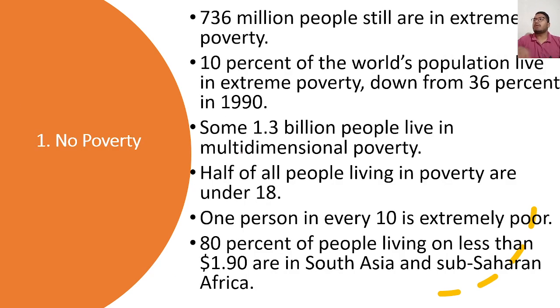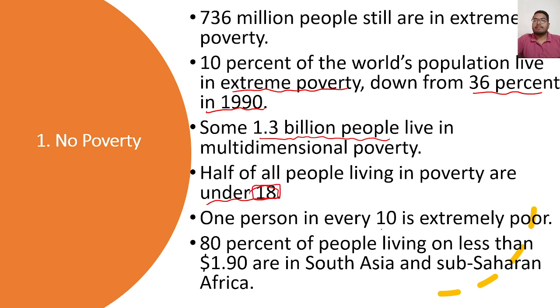The first one is no poverty. 736 million people are still in extreme poverty. 10% of the world's population live in extreme poverty, down from 36% in 1990. Some 1.3 billion people live in multidimensional poverty.